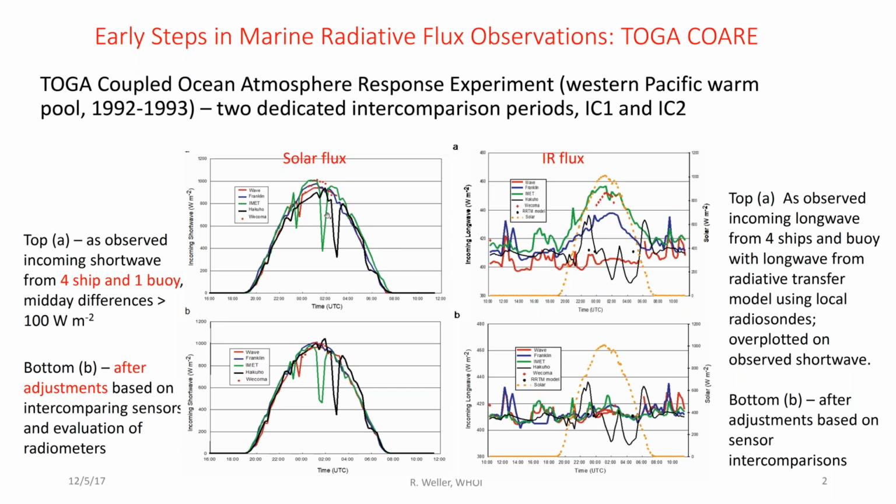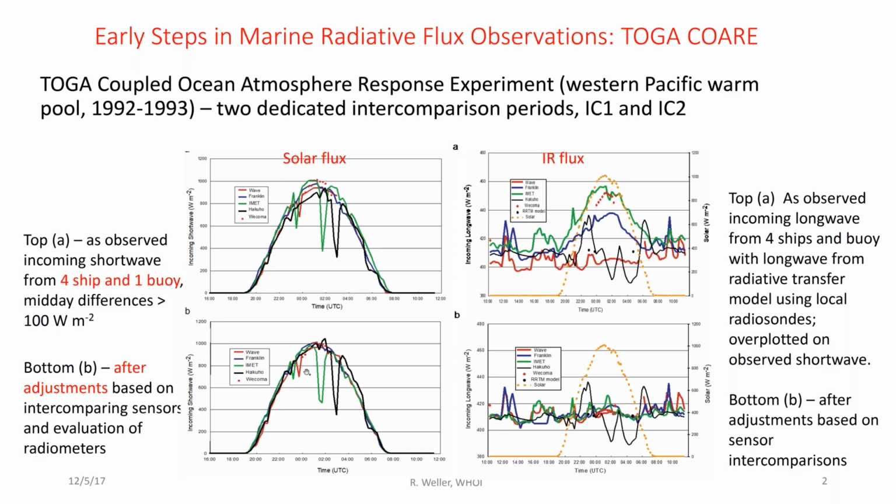You see blips downwards, like in the green and the black. Those are clouds that were affecting one ship, but not the others. And you can see some disagreements there. And on the right, you can see the IR flux. And these were the values that people produced when we got together a year later to compare. And then we went through a process to rationalize the differences and do the corrections.